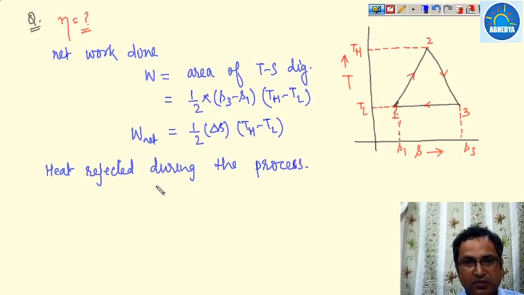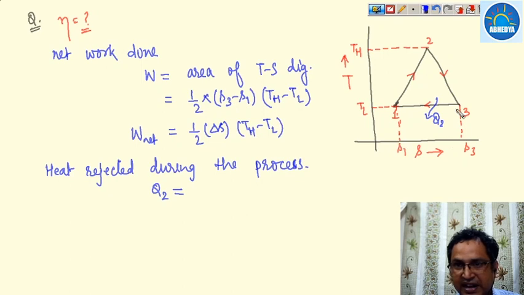So what is the total? Let us assume Q2 is the heat which has been rejected. So Q2 is equal to what? The area of this rectangle. So what is the area of this rectangle? That is TL into S1 minus S3. This is the amount of heat rejected.